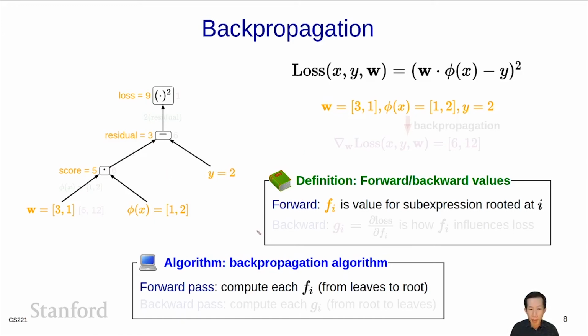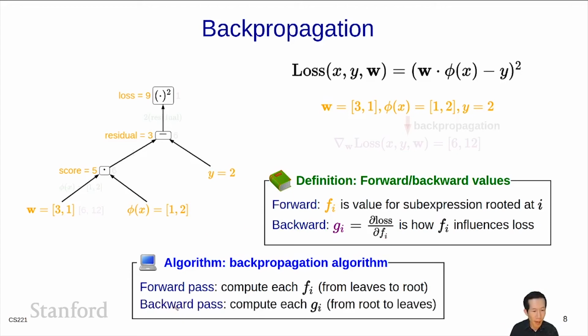So now the backward step is we're going to compute a backward value g_i for every node. And this is going to be the gradient of the loss with respect to the value at that node. If that node changes value, how does the loss change? So the backward pass is going to compute the values from the root to the leaves. So let's do this first with this example. So the base case, gradient of the loss with respect to loss is 1. And now we look at the gradient on this edge. We did this before. It's just 2 times the residual.